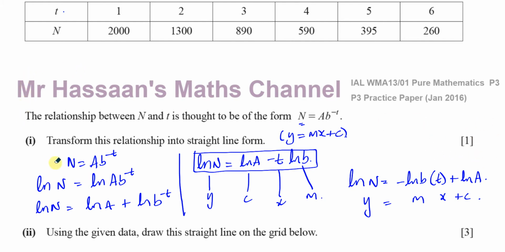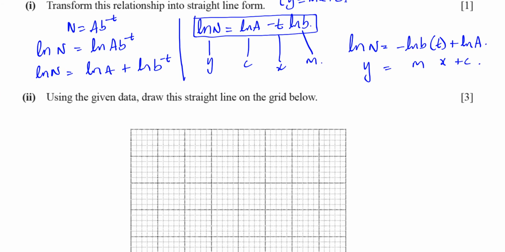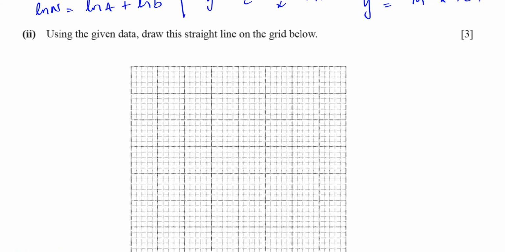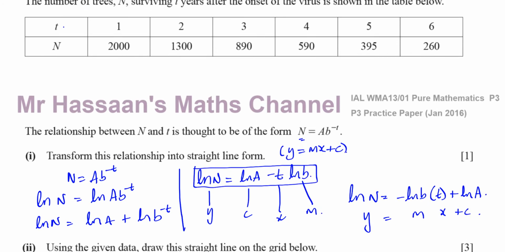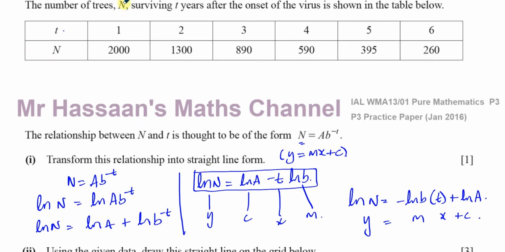Then it says, using the given data, draw this straight line graph on the grid below. So I have to use this data here and draw the straight line graph below. I need to add something to this table, because we're going to have to plot ln n against t to get this straight line graph. I can't plot these against each other, as that won't give me a straight line. I need to plot the ln of n against t, so I need to find the ln of each of these values before we start.